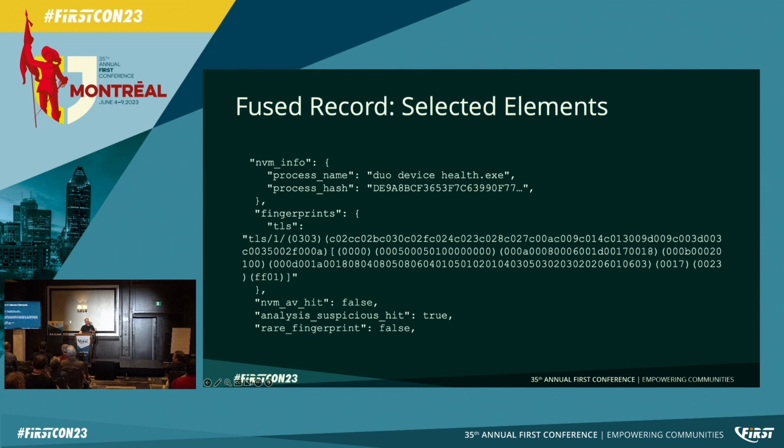In the output from the fused record, you can see the process name, in this case, Duo device health. There's the process hash, truncated to fit on the slide. We have the TLS fingerprint, and we can dig into that a little bit more in a bit. It also shows that AV didn't detect this sample. Analysis identified this as suspicious, which is why we're looking at it here. But the fingerprint isn't rare, so let's look into it more.